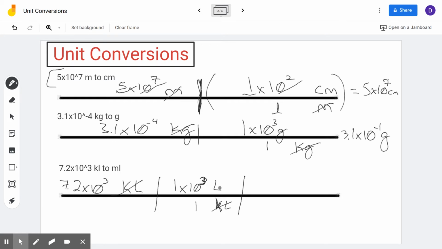Now you've got liters, but I want milliliters. So 1 liter is 1 times 10 to the third milliliters. Liters cancel. So it's 7.2 times 1 divided by 1 is 7.2. And it's times 10 to the third times 10 to the third times 10 to the third, which is 10 to the ninth. And that's in milliliters. Okay, with me so far? Good.